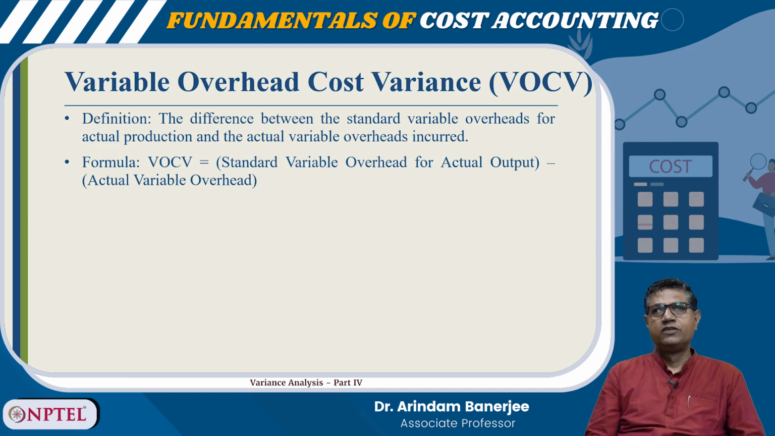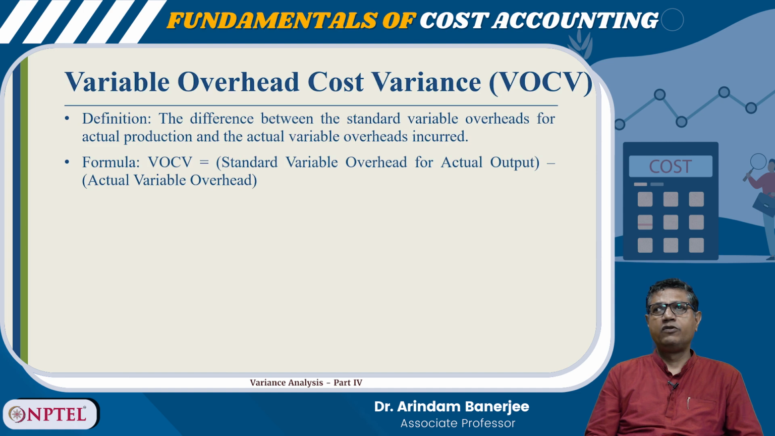So the first one is variable overhead cost variance, very similar to the material cost variance and labor cost variance. So what is the formula? The formula is standard variable overhead for actual output minus actual variable overhead, right? This is the difference between the standard variable overheads for actual production and the actual variable overheads incurred. So you take your actual output, calculate as per standard what the variable overhead should be, and then compare it with the actual variable overhead incurred. The difference is the variable overhead cost variance.